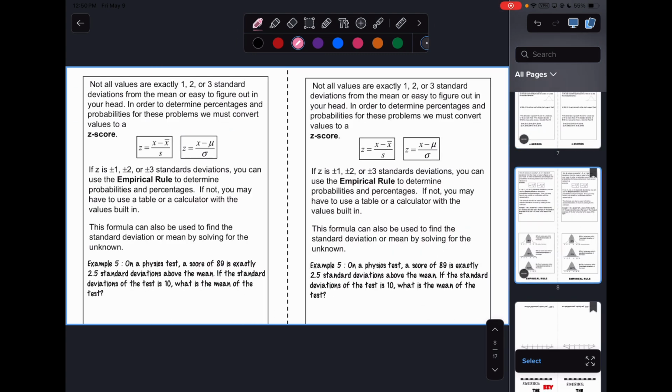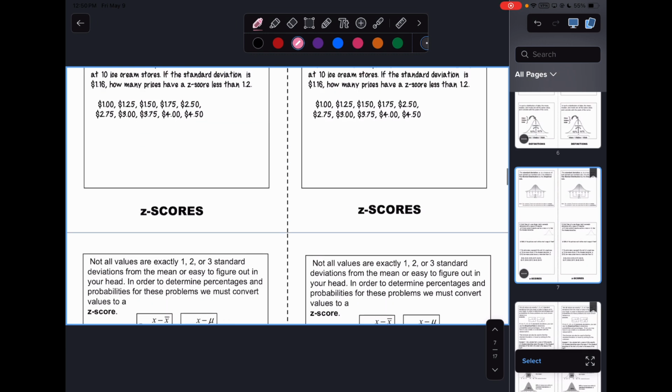Not all values are exactly 1 or 2 or 3 standard deviations from the mean, or easy to figure out in your head. In order to determine the percentages and probability for these problems, we must convert the value to a z-score. Now, when I was taking this in high school, I didn't understand the difference between standard deviation and z-score, and I'm about to tell you my aha moment right now, okay?